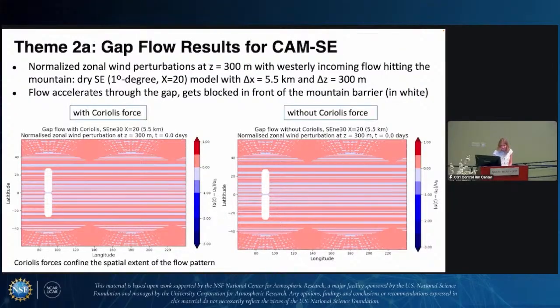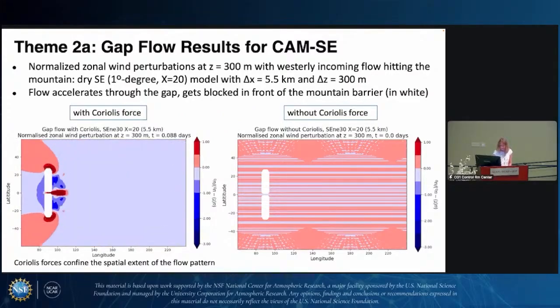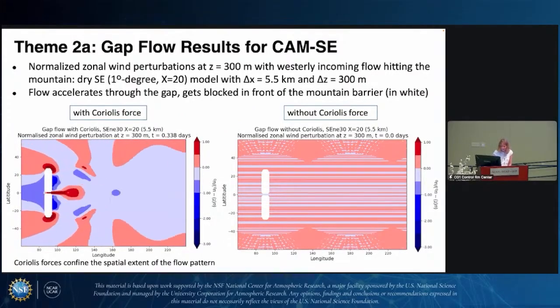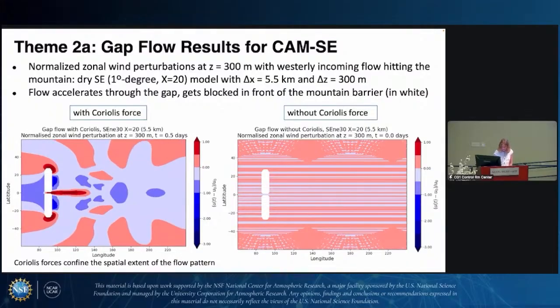And those are now the gaps. So you see this mountain, and here you can really play with Coriolis force, without Coriolis force. This is an example. Let me just play one with the spectral element dycore. And in red, you see acceleration. You see actually the flow kind of going through the gap. Let's take a look here. Flowing through the gap, partially blocked here, but really accelerated.